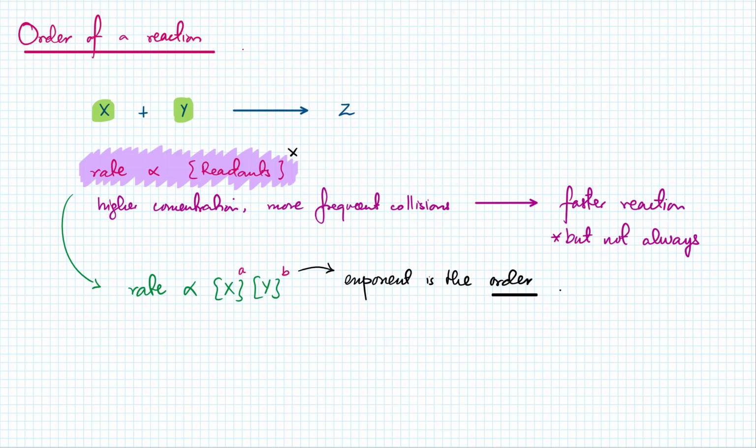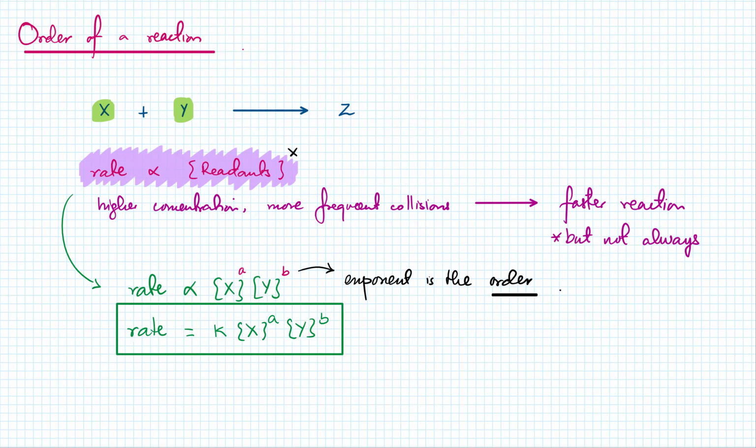And if I get rid of the proportionality, there's going to be a constant. So the rate of the reaction is dependent on the reactant X, which has power a, and it's dependent on the reactant Y, which has power b. Now this over here is referred to as my rate equation. This is what you call a rate equation.